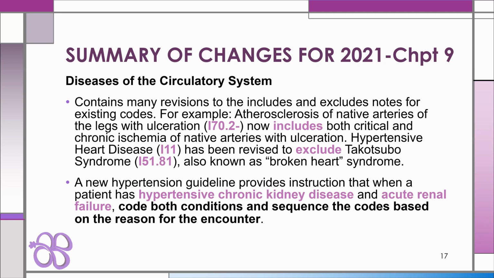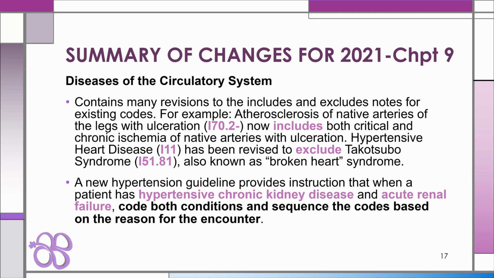A new hypertension guideline provides instructions that when a patient has hypertensive chronic kidney disease and acute renal failure, code both conditions and sequence the codes based on the reason for the encounter. Previously, it always said acute first and then chronic, but now you're going to sequence it based on why the patient is presenting.